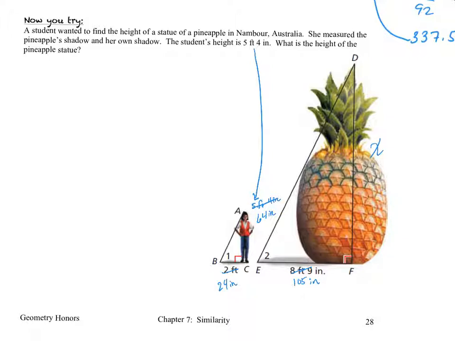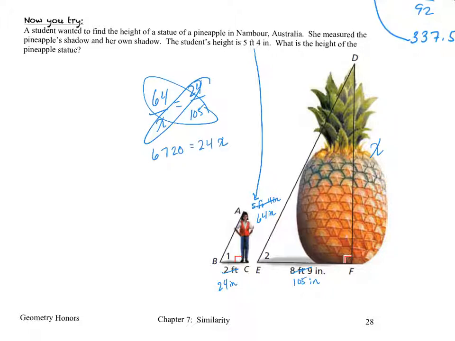And we would call our DF as x. So I can put the person's height, 64, over the other height, x, is equal to, go back to the left, 24 over 105, and I can cross multiply and solve. 6,720 is equal to 24x, divide both sides by 24. And x is 280. So the height of the pineapple statue is 280 inches.